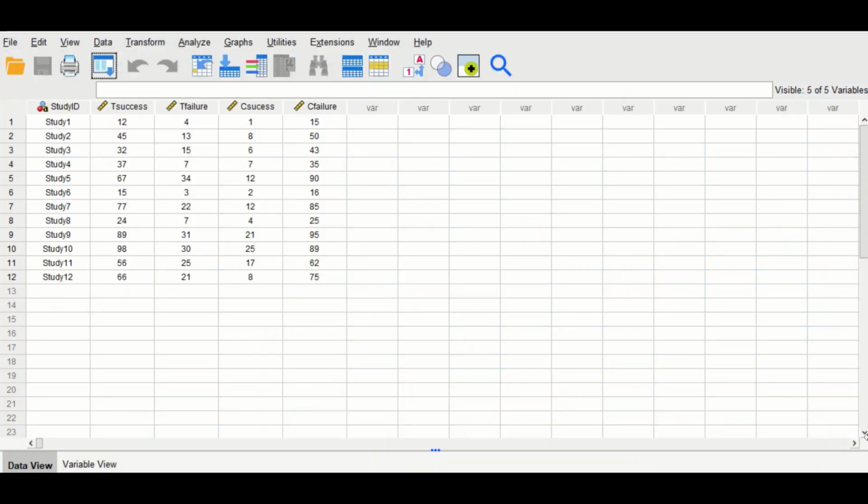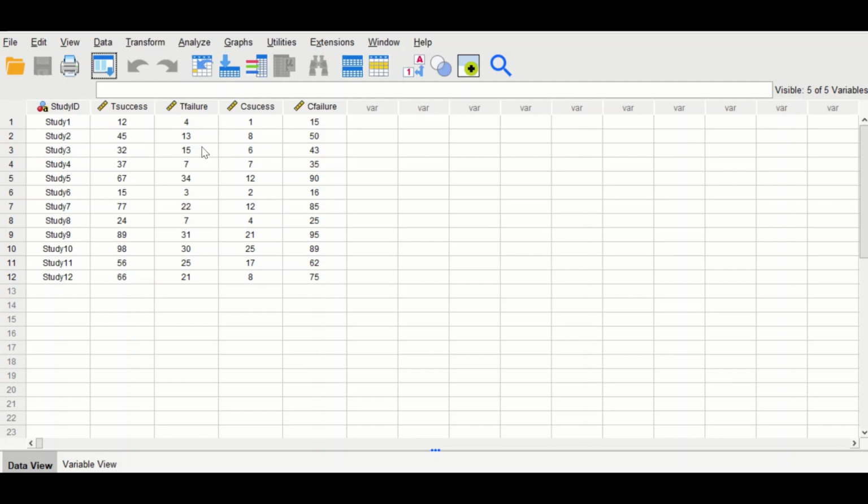Here in this SPSS data view, I have data that has been extracted from 12 studies, as shown here, with the first column, a study ID, as the first variable. There are 12 studies, and in each study the objective was to look at the effect of using a novel drug to treat a condition.